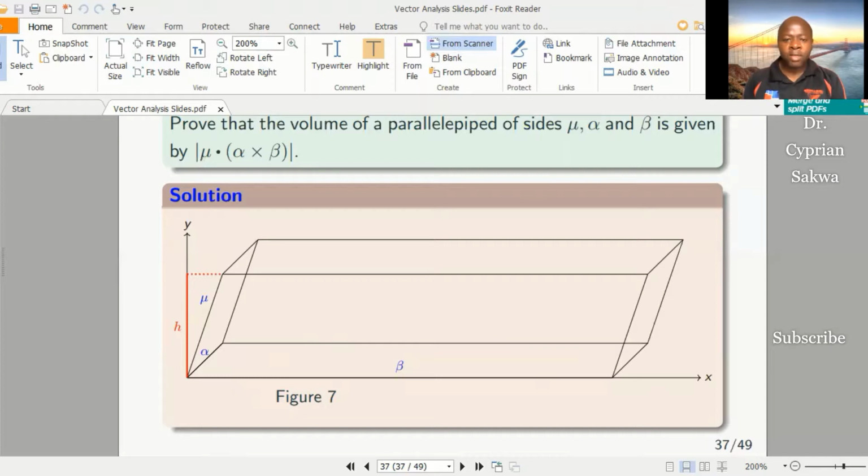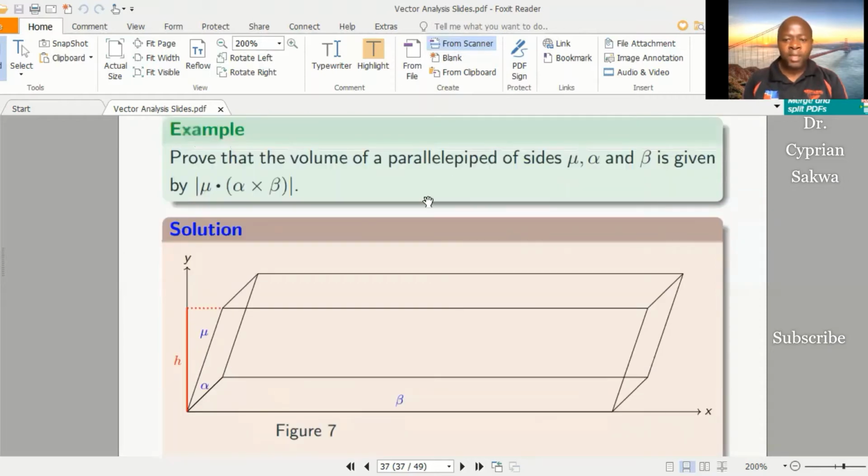So the question we begin with is to prove that the volume of this figure is given by the magnitude of the scalar triple product. So that is how we get the volume of this figure. We just want to prove that it's true.